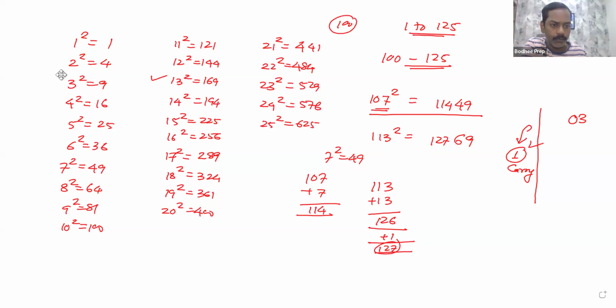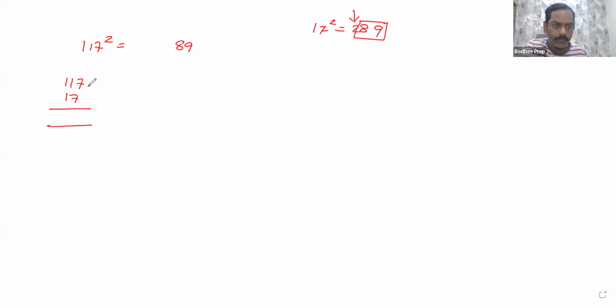So let us take a few more examples. Say 117 square. This is 17 more than 100, so 17 square is 289. So I'll be writing the last two digits, 89, and I'll retain the 2 as carry forward. Next thing is 117 should be increased by 17. So this comes out to be 134, plus this carry forward will make it 136. So we'll be writing 136 89. Again, for the final purpose, I'll be checking it, and this becomes the square of this number.